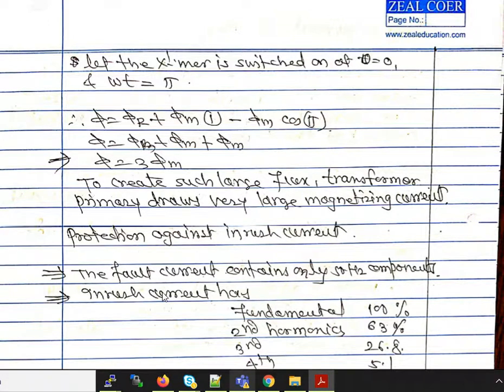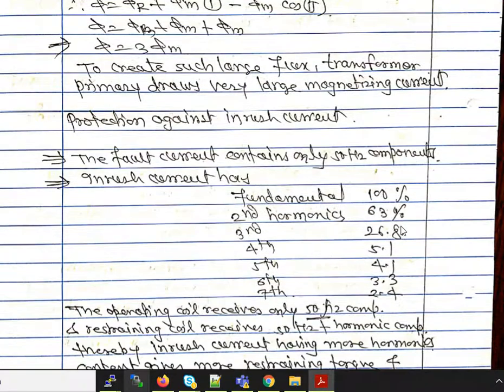Now, here is a very important point to remember. The fault current contains only the 50 Hz components, whereas the inrush current has the fundamental 100% component plus the second harmonic at 63% and the third harmonic at around 27%, and the 4th, 6th, and 7th harmonics are around 10 to 12%. That is, the second and third harmonics are the dominant ones.